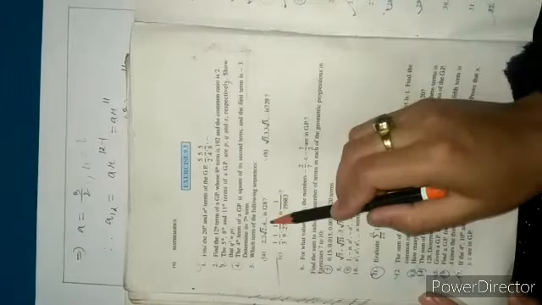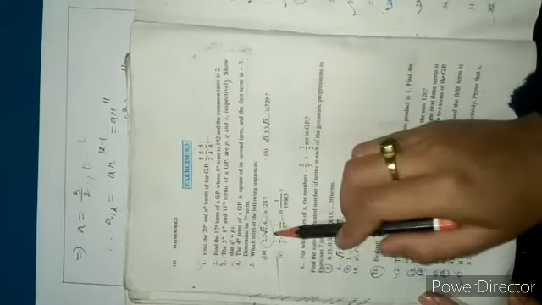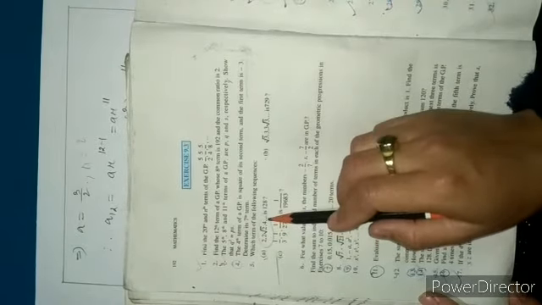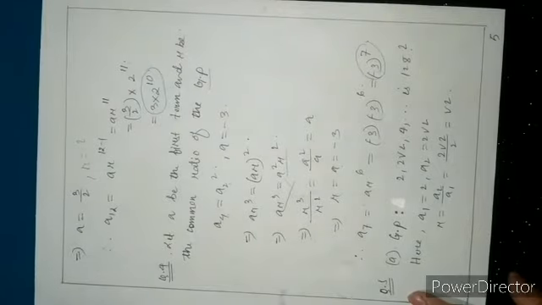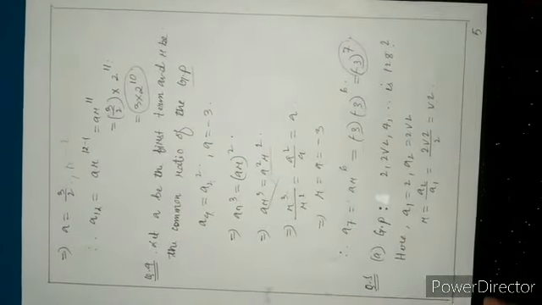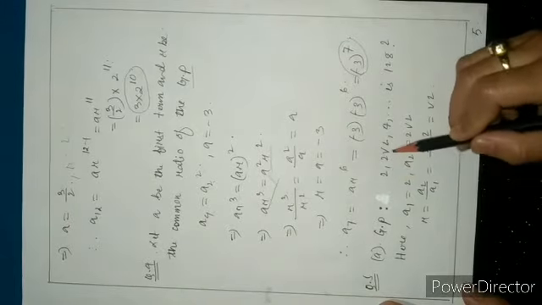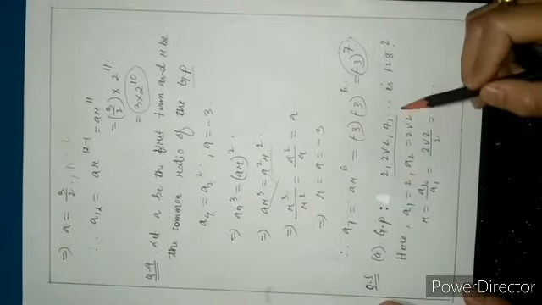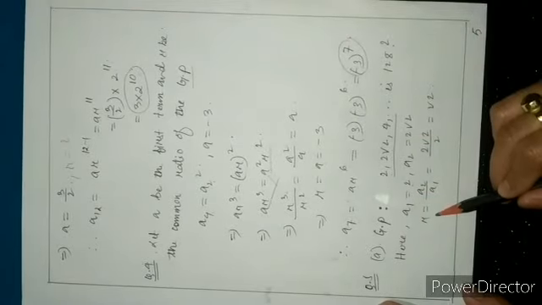Next question, question number 5. Which of the following sequences 2, root 2, 4 is 128? Now this is a geometric progression. In a geometric progression, we need to find which term is 128. The geometric progression is 2, root 2, 4. Here the first term is 2 and the second term is 2 root 2. Then find the common ratio R.